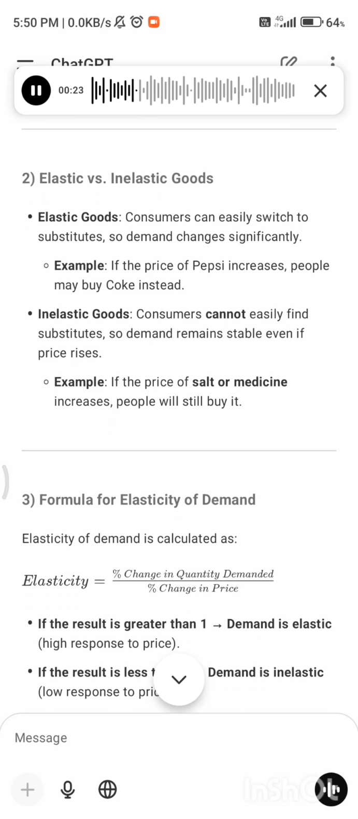2. Elastic versus inelastic goods. Elastic goods: consumers can easily switch to substitutes, so demand changes significantly. Example: if the price of Pepsi increases, people may buy Coke instead. Inelastic goods: consumers cannot easily find substitutes, so demand remains stable even if price rises. Example: if the price of salt or medicine increases, people will still buy it.